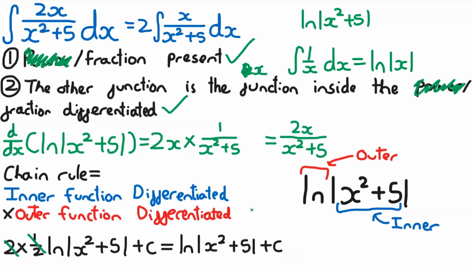So that's how you do it when you have a fraction involved instead of a power. You always consider a natural log of whatever is in the denominator. So here the denominator was x squared plus 5, so you consider differentiating the natural log of x squared plus 5 like you do here. And for this one you get the natural log of x squared plus 5.